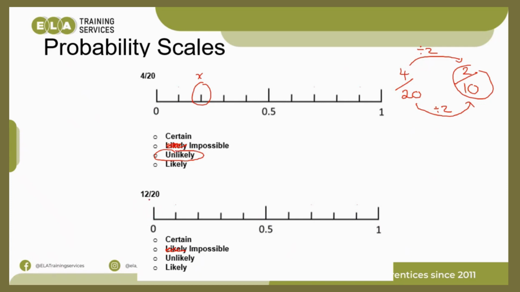Okay, let's try our second one. So we've got 12 over 20. Same, so we've got to try and make it 10. We're going to divide by 2 again to both sides of the fraction, which leaves us with 6 over 10. 1, 2, 3, 4, 5, 6. We're going to go here, and that is more likely. So it's all about making your fraction match the amount of lines that are on our page.